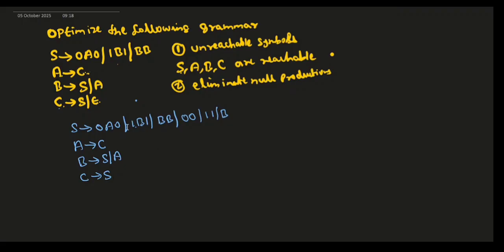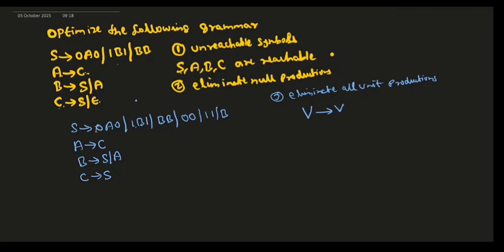Now listen carefully. The next step, step number 3, is to eliminate all unit productions. So what are unit productions? When you have a non-terminal on the left side, and the right side also has only one non-terminal, then that is called a unit production.